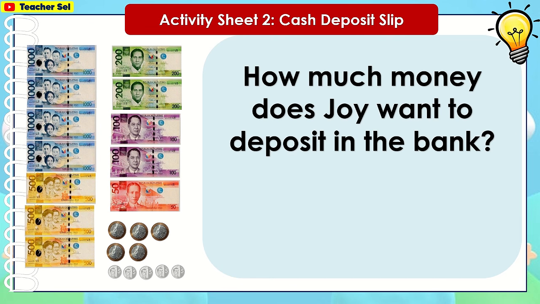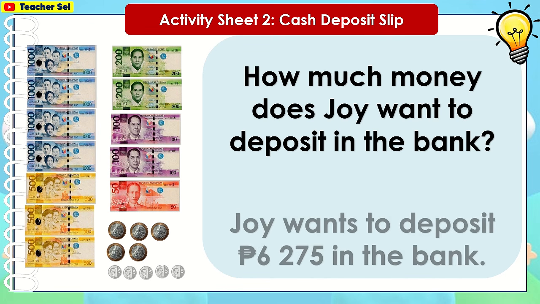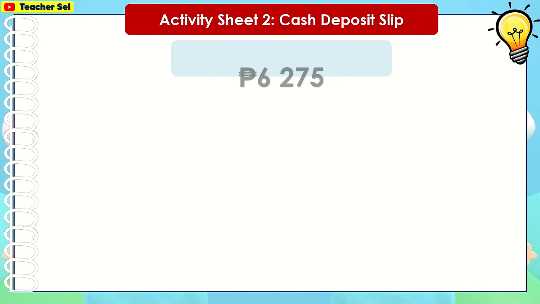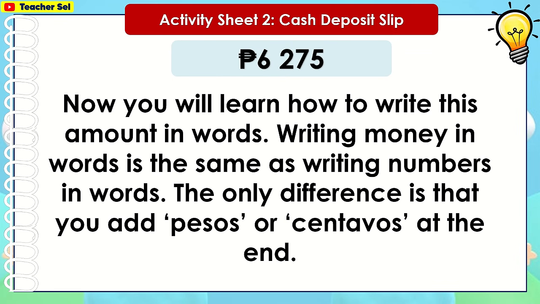How much money does Joy want to deposit in the bank? Joy wants to deposit 6,275 pesos in the bank. Now, you will learn how to write this amount in words. Writing money in words is the same as writing numbers in words. The only difference is that you add pesos or centavos at the end.